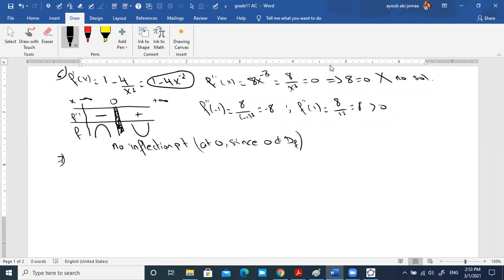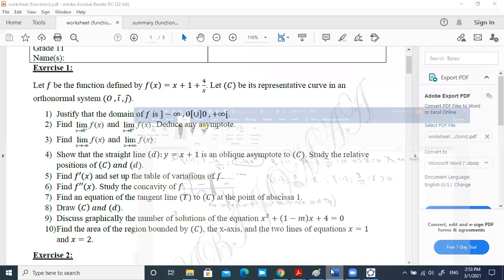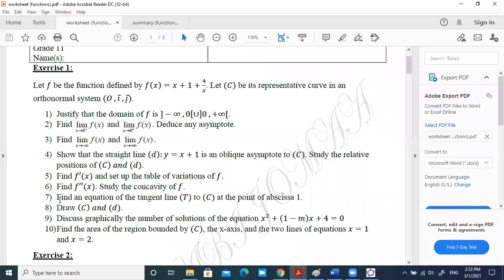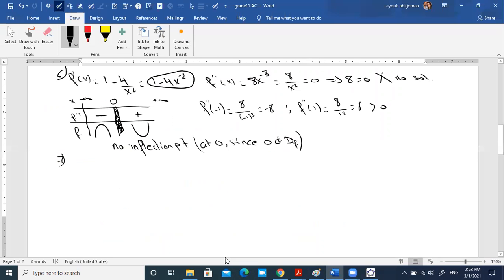Okay, to continue. Part 7. Find an equation of the tangent line to the curve at the point of abscissa 1. Tangent line. To remind you, the equation of the tangent line, what we studied about tangent lines.